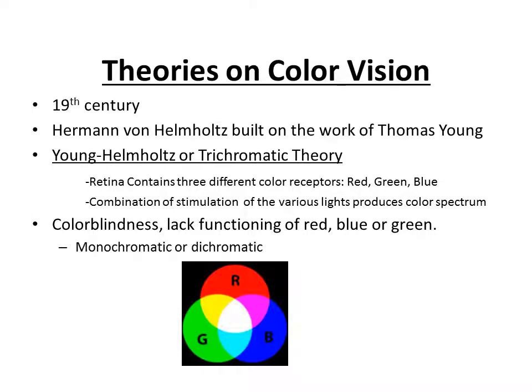So we are trichromatic if you understand or have all three of those. If you're only having one, you're going to be monochromatic, or if you only have two colors, you're going to be dichromatic.